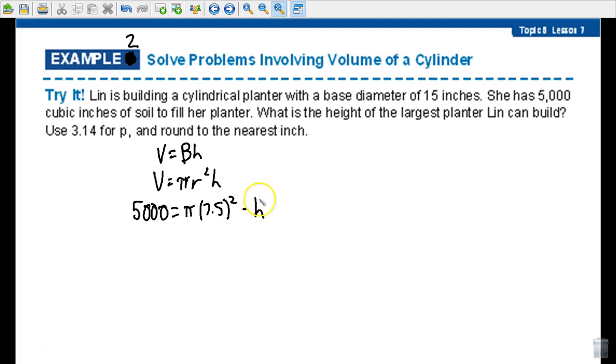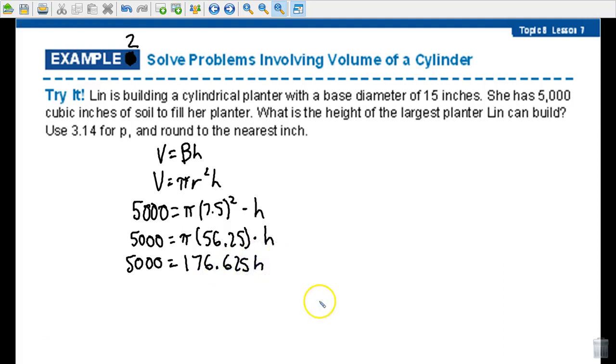All right. So what we do here is, first thing, we do 7.5 squared, which is 7.5 times 7.5. And at that point, we get 5,000 equals pi times 56.25 times H. And then we multiply 56.25 times 3.14. And that gives us 5,000 equals 176.625 H. So now, how do we solve for H?